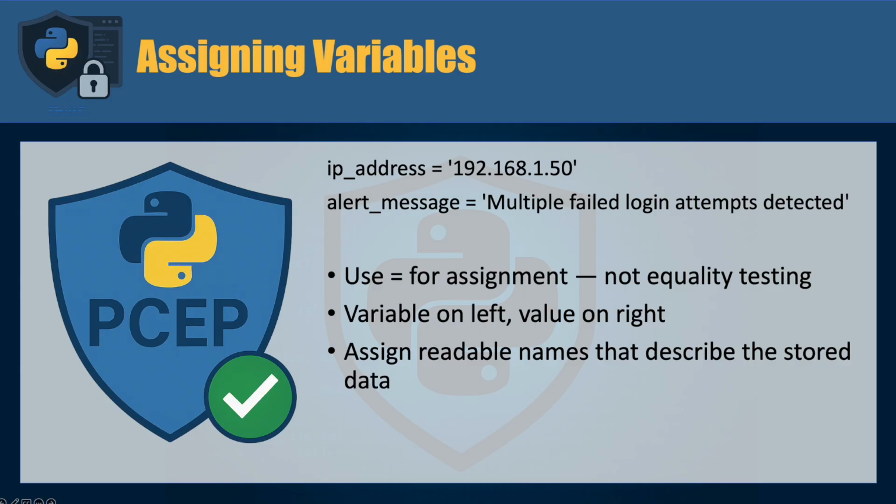For the exam, expect to identify what's valid versus what's not. Always use meaningful names that describe the data's purpose, like alert underscore message or source underscore IP. Remember, variables can start with an underscore or a letter and can contain underscores, letters, and digits. But they cannot start with a digit, only an underscore or a letter.